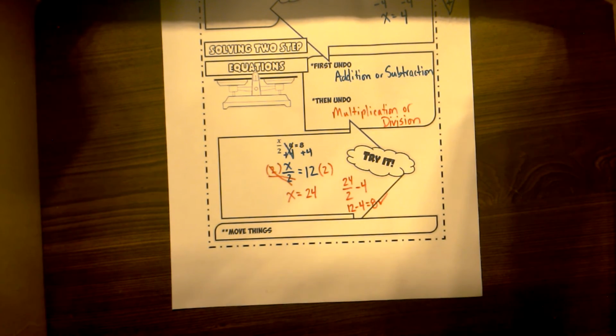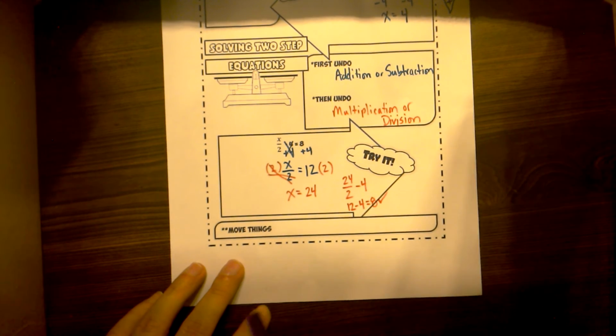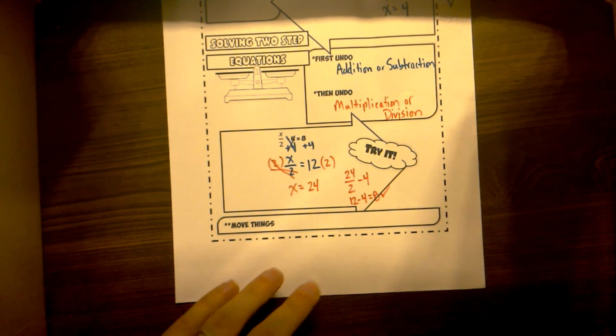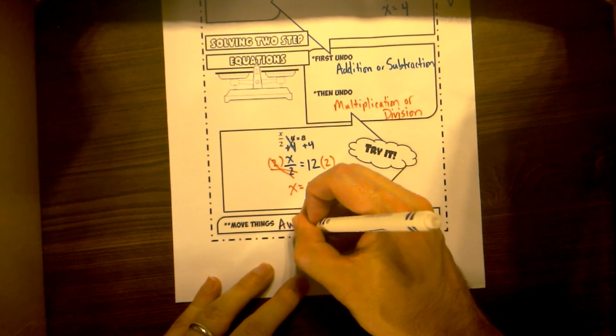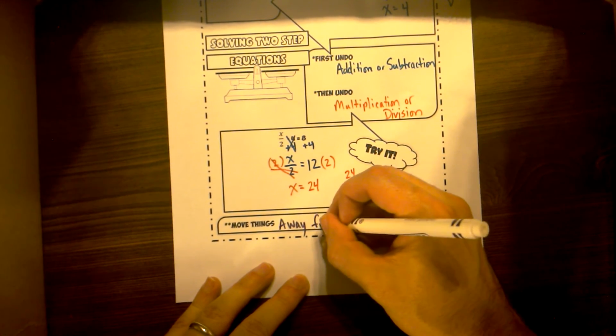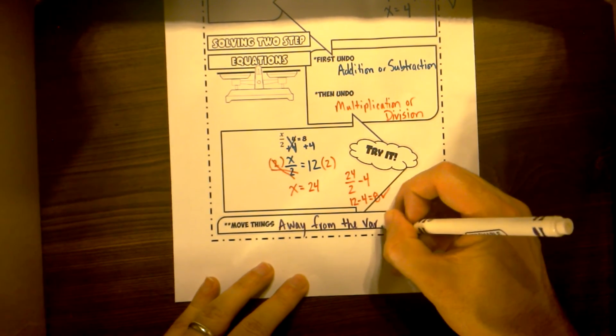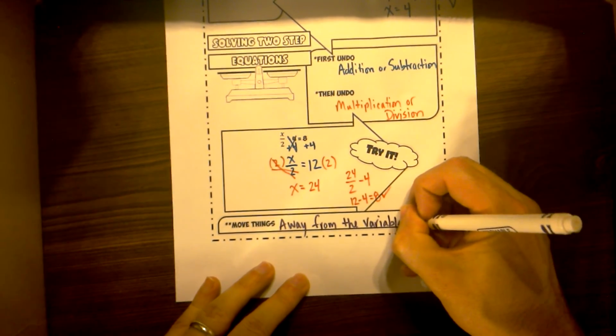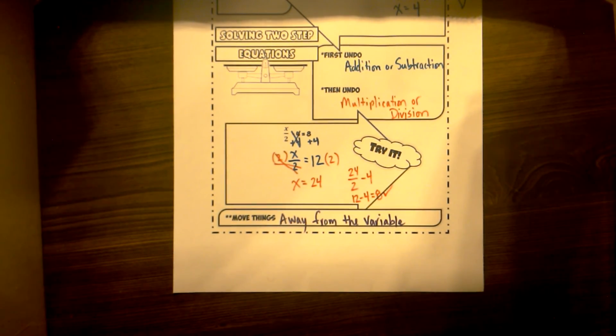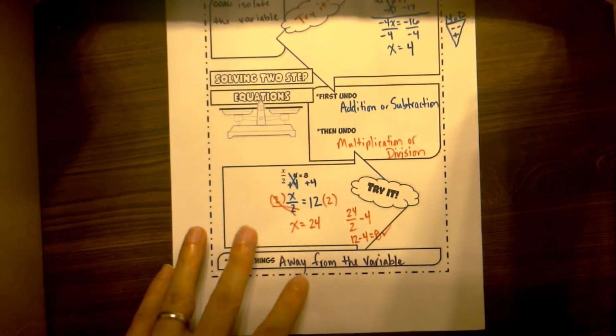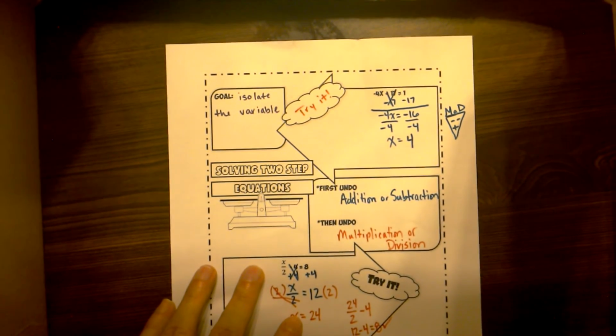And finally, the last thing on this slide, we want to move things away from the variable. Ladies and gentlemen, the variable will not always be on the left side. It will not always be on the right side. It will be on either side at any given time, and there'll be times that it's on both sides. But our goal is to always isolate the variable, get the variable by itself, and we do that by doing opposite operations. So take these notes, again, make them your own.